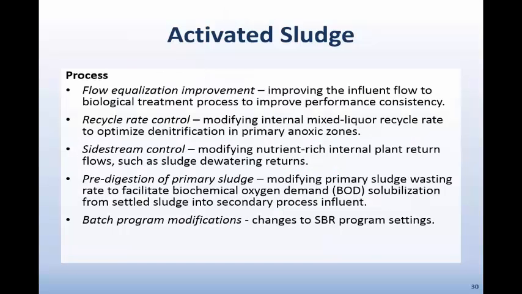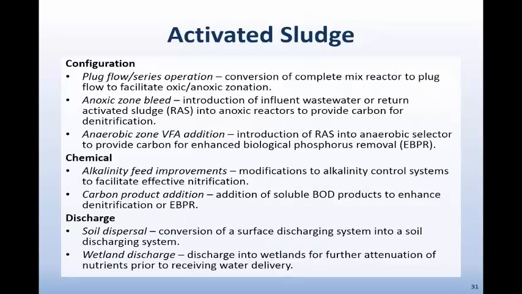There's a variety of process-related interventions that can significantly improve nutrient removal. We don't have time to get into the details, but some possible process optimization activities are listed here. And of course, they're documented in the report and the case studies. And likewise, modifications to process configuration can support aeration improvements by providing more favorable conditions for biological nitrogen and or phosphorus removal.